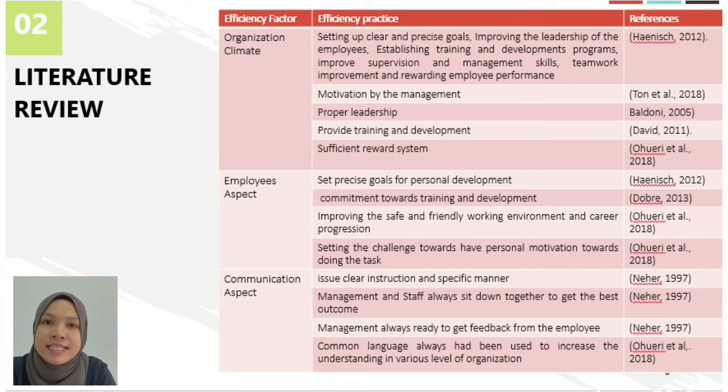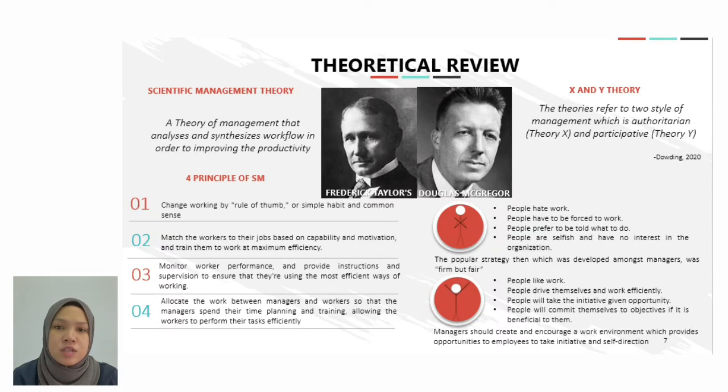Last but not least is the communication aspect. The communication aspect is the way the leader communicates with subordinate staff. It is important to have effective communication in the organization. For example, clear instructions that a leader or supervisor gives to the staff make it easy for them to produce a good quality product as per what the employer needs. Other than that, good communication also makes it easier to solve conflicts or issues in the organization through discussion.